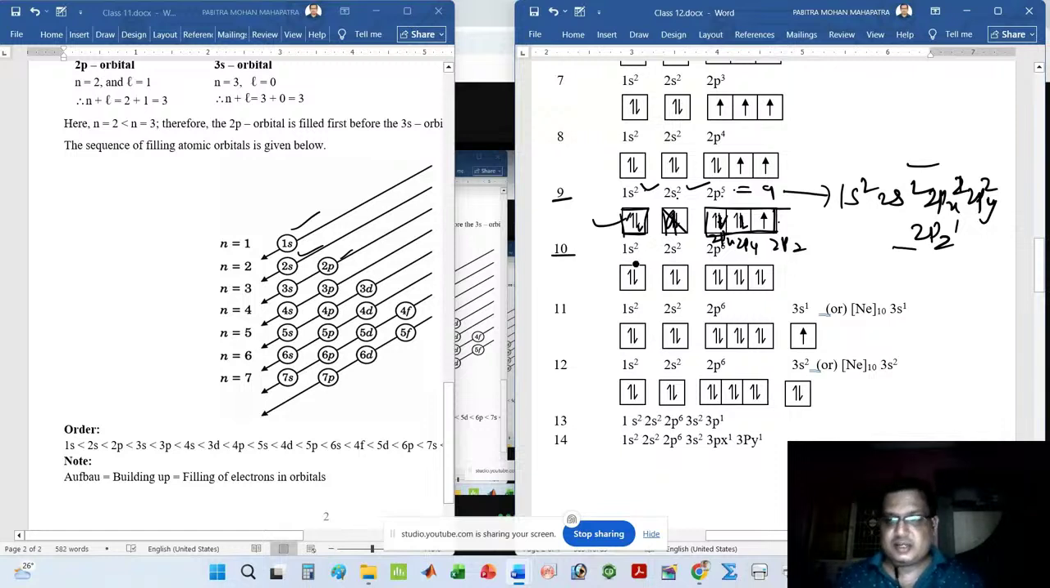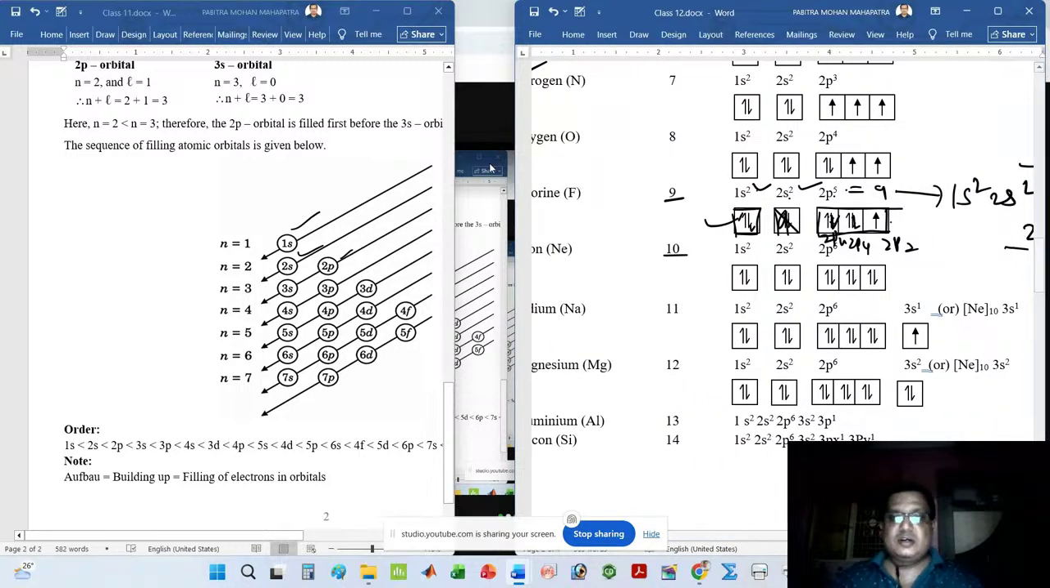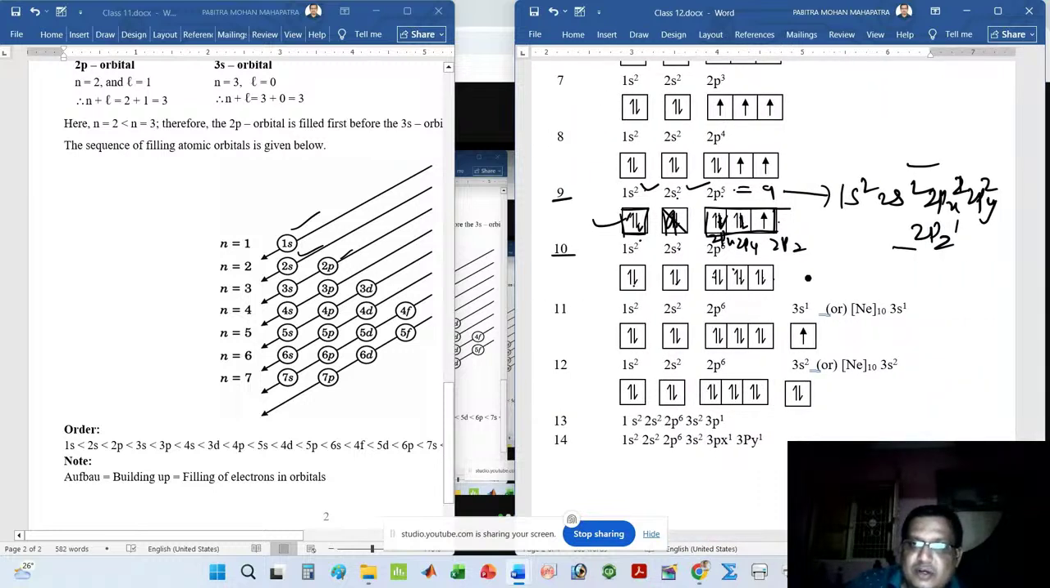Next element, who is the next element? Neon. Neon has 10 electrons. Look at that, 1s2, 2s2, 2p6. 2 plus 2 plus 6 is 10. You can draw it like this: 2 electrons here, 2 electrons in 2s, and in 2p, 6 electrons: 1, 2, 1, 2, 3, 4, 5, 6. You can also write the electron configuration like this. For neon, 1s2, 2s2, 2px, 2py, 2pz, give 1 electron each, 1, 1.